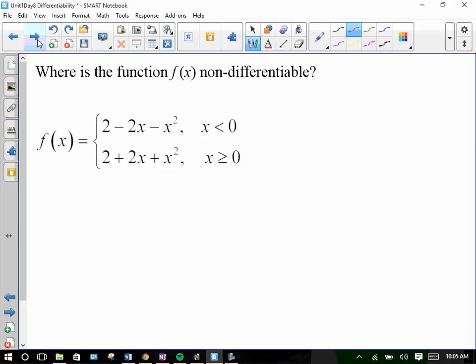We're just going to plug in x equals 0 into each of these functions. Now notice, this is a piecewise function, so you have the left side and the right side. If I plug in 0 for x up here, I'm going to get f of 0 is equal to 2. If I plug 0 down here, I'm going to get f of 0 is equal to 2. So since f of 0 at both of those is equal to 2, this function is continuous.